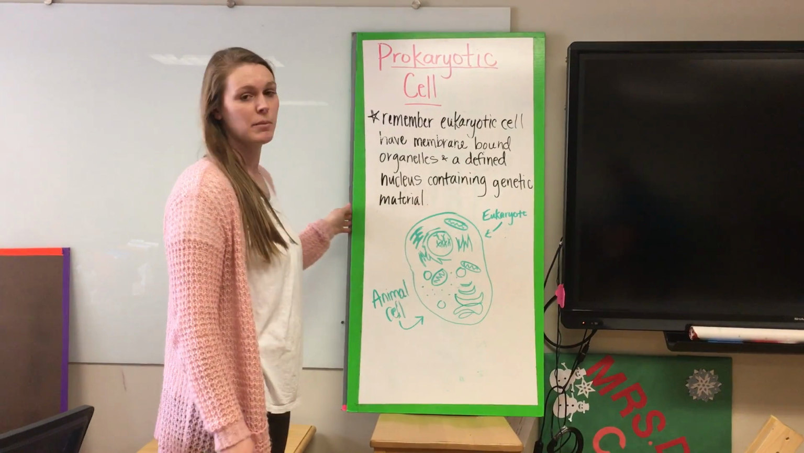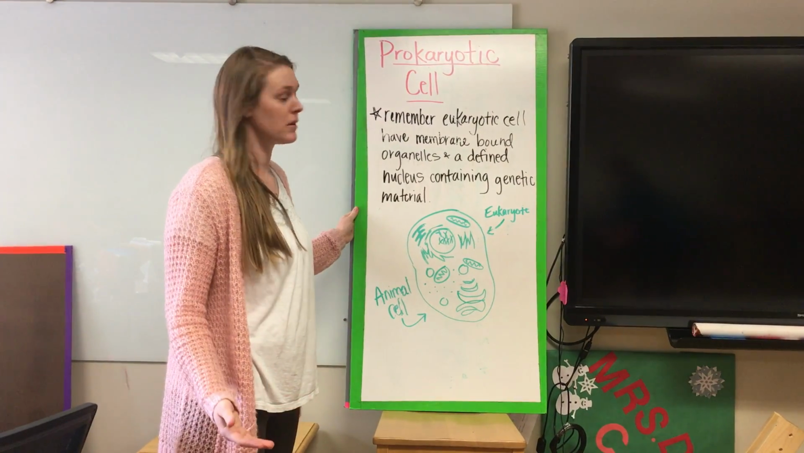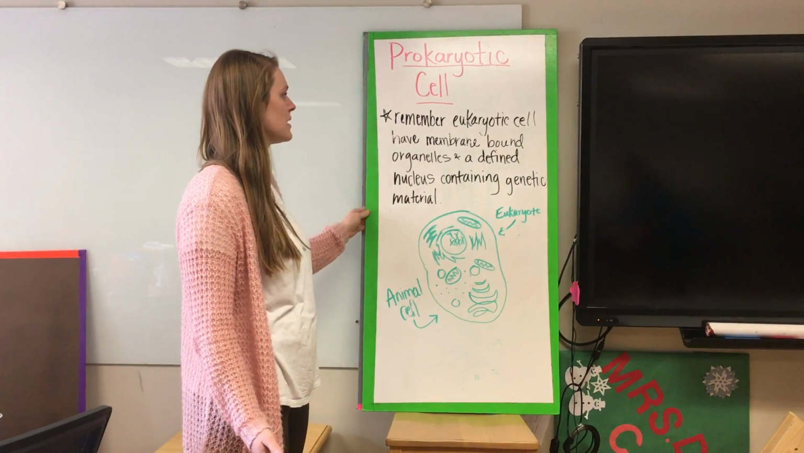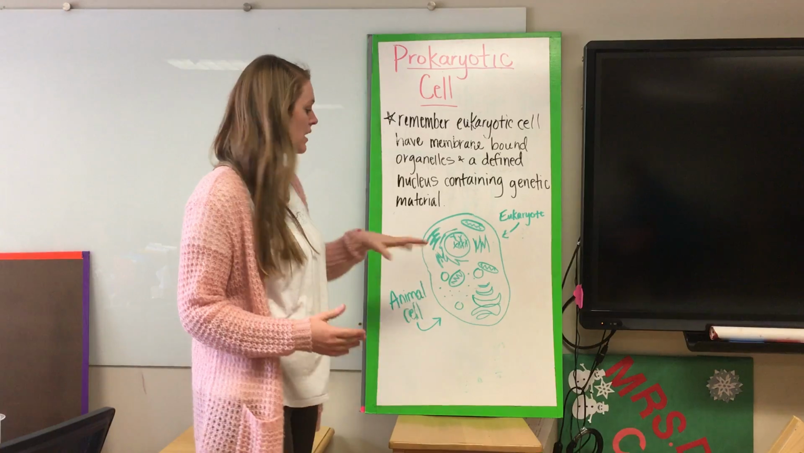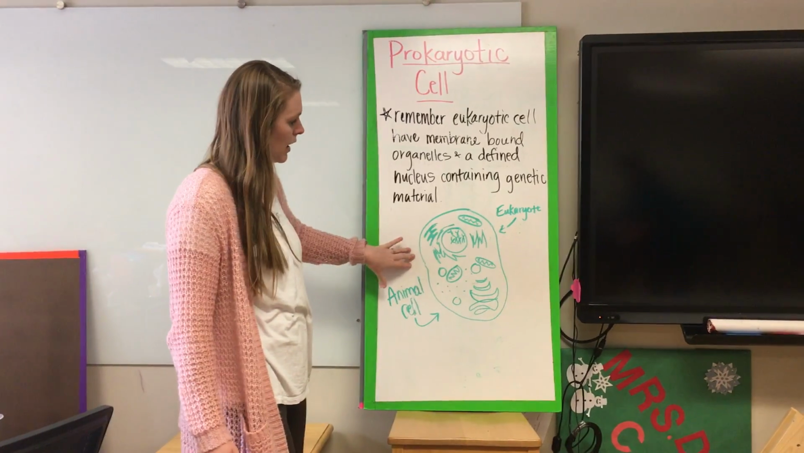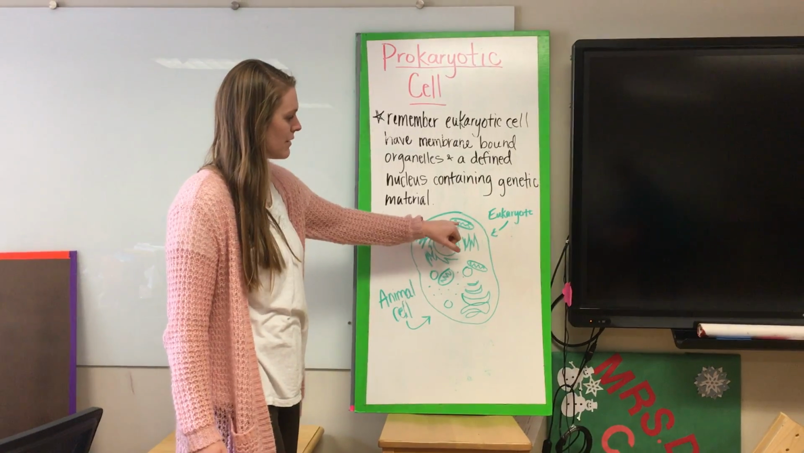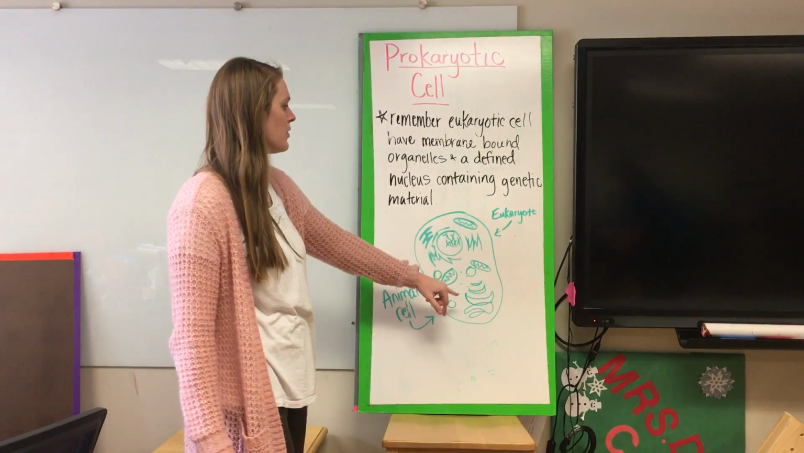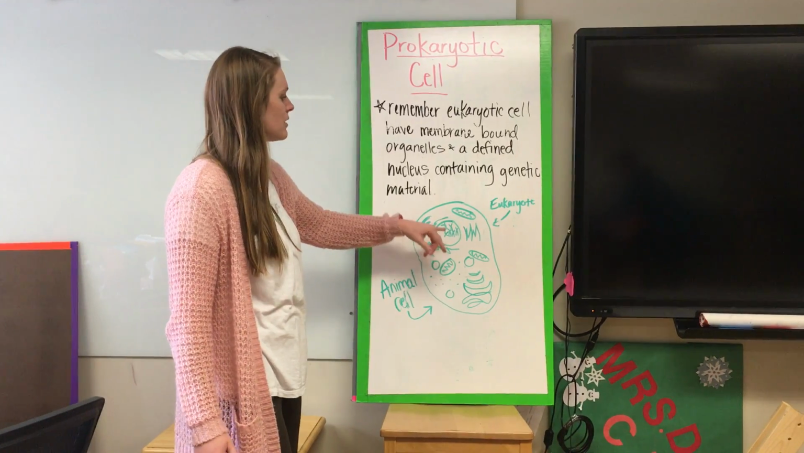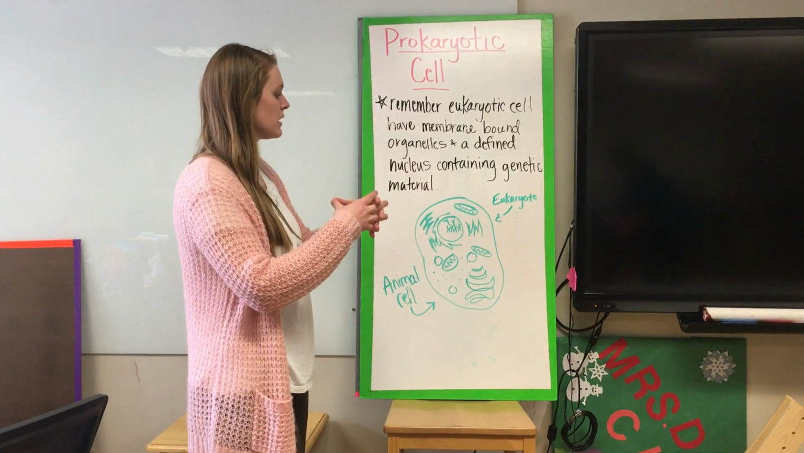Okay, today we're going to talk about prokaryotic cells. If you remember, in the last video we talked about eukaryotic cells. These are the two types of cells. Eukaryotic cells are the cells that look like this. Typically this is an example of an animal cell. They have a membrane-bound nucleus. They have organelles that perform all the functions of the cell. The genetic material is contained within a nucleus.